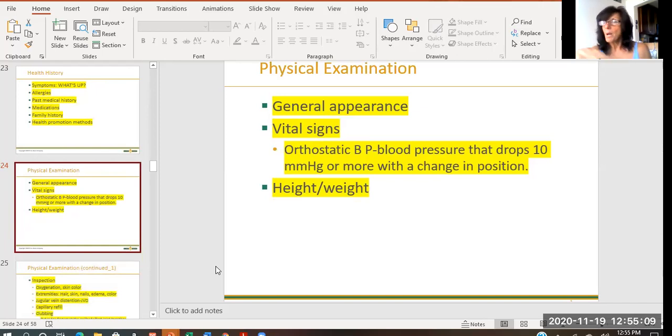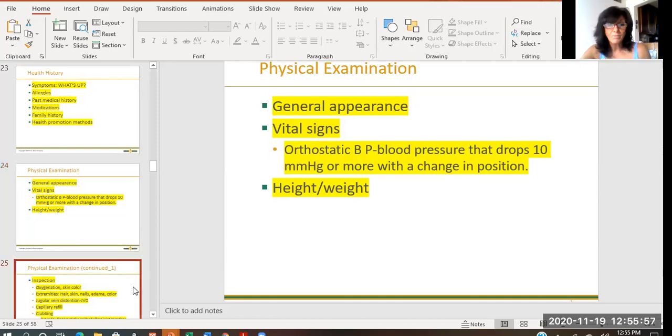And then when you look at a patient, before you even speak, the minute that you eyeball the patient, what is their general appearance? Do they look healthy, right? Are they well-nourished or are they malnourished or obese, right? What's their skin look like? What's their color look like? Generally speaking, how do they look? What are their vital signs? Always when you're doing an initial assessment, you get an orthostatic blood pressure. So in other words, you're getting a blood pressure when they're seated or supine. And then when they change position, so supine to seated, seated to standing, you're checking the blood pressure each time, because if there's a drop of 10 millimeters of mercury or more with the change in position, that's orthostatic hypotension. And then of course the height and the weight, because that's important, right?